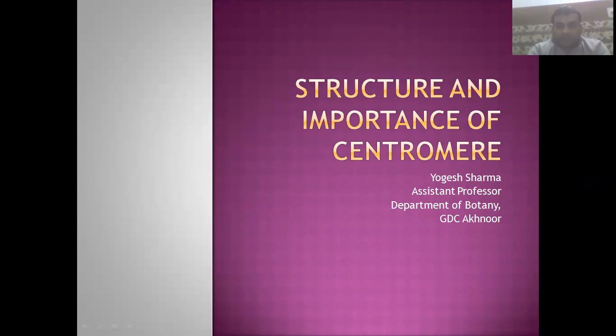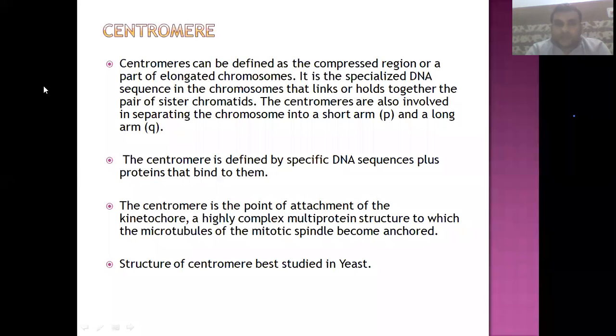In today's lecture, we are going to discuss a very important topic, that is the centromere, which is a part of the chromosome. In this lecture, we will get to know about the structure of the centromere, as well as its important functions. So we will first define what a centromere is.